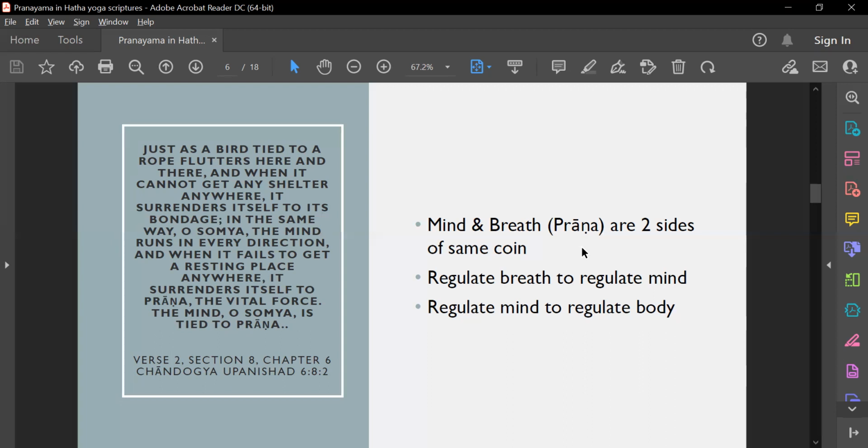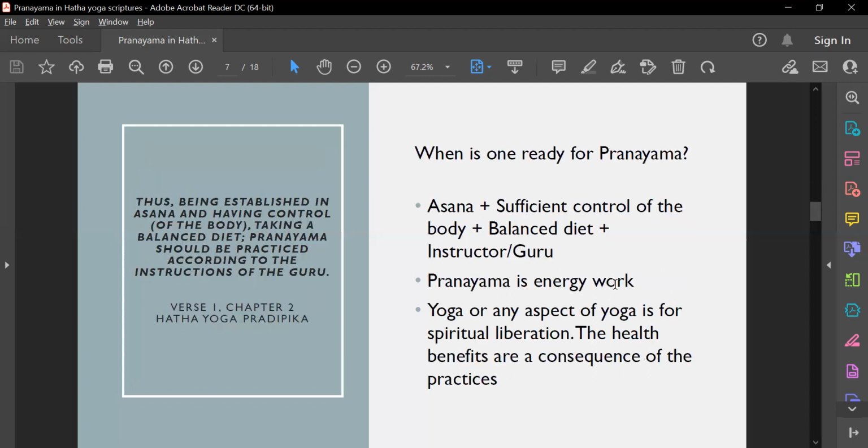So mind and breath in our scriptures, and when I say breath here, it's prana, are two sides of the same coin. When we regulate the breath, we are regulating the mind. When we are regulating the mind, we are regulating the body. So all of these are interlinked. So what does the Hatha Yoga Pradipika say? Thus being established in asana and having control of the body, taking a balanced diet, pranayama should be practiced according to the instructions of the guru.